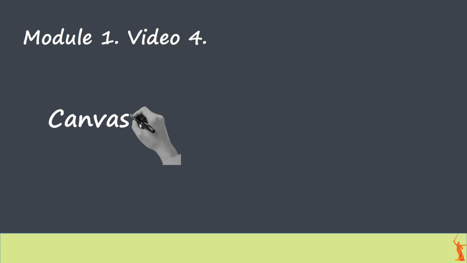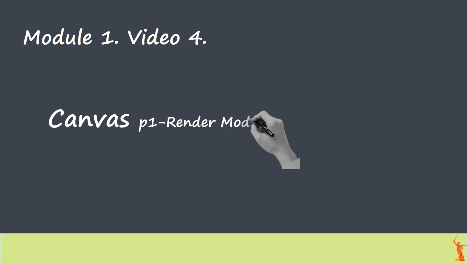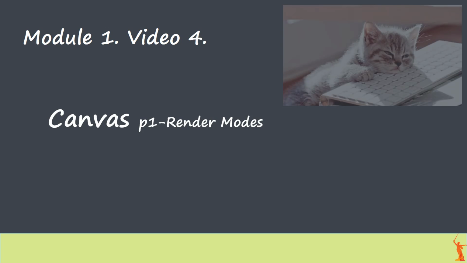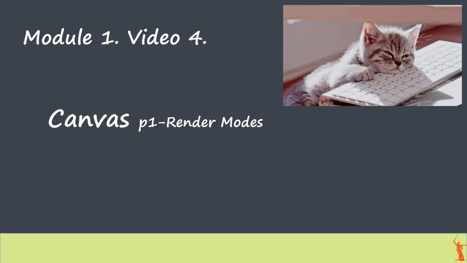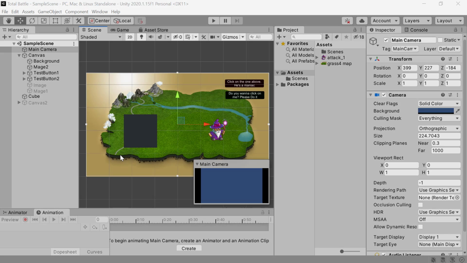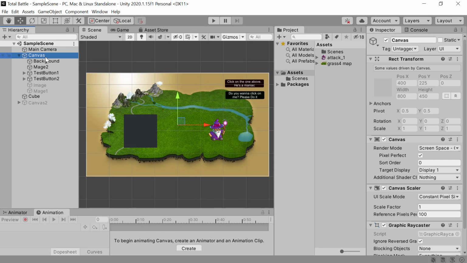We continue to learn Unity, and in this video we'll talk about the canvas object. This is a theoretical video, so just watch and enjoy. The canvas is a component that controls how a group of UI elements will be rendered. This leads to the first rule.